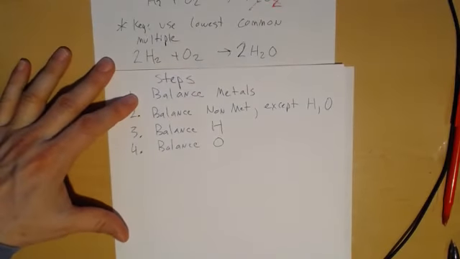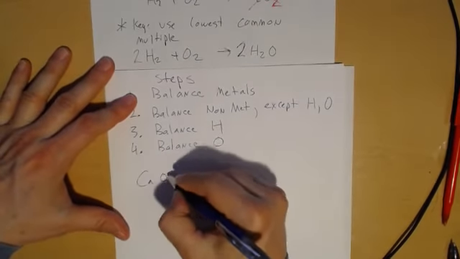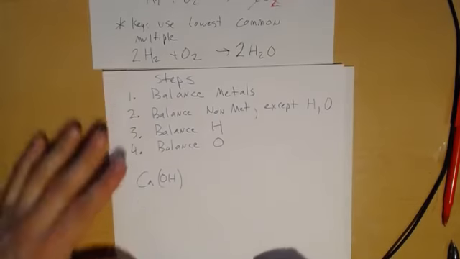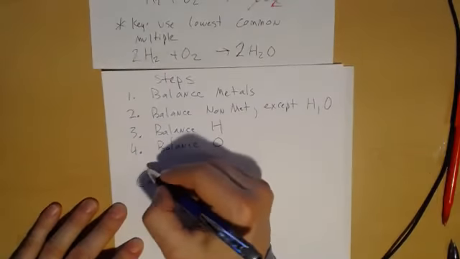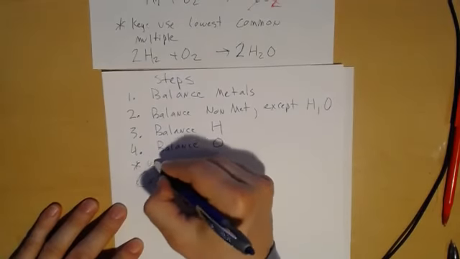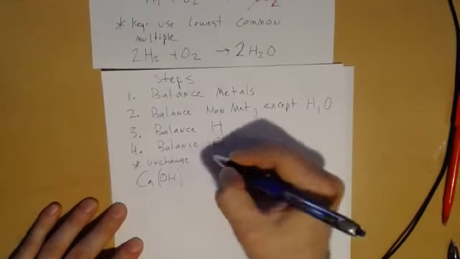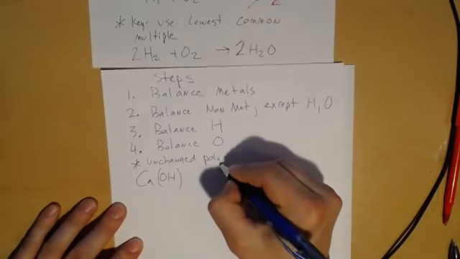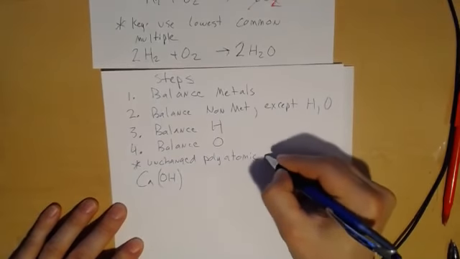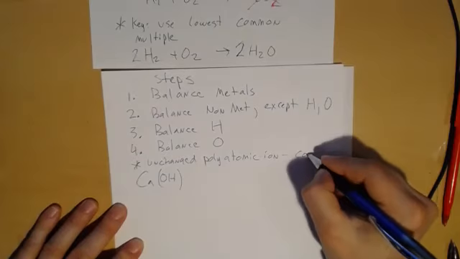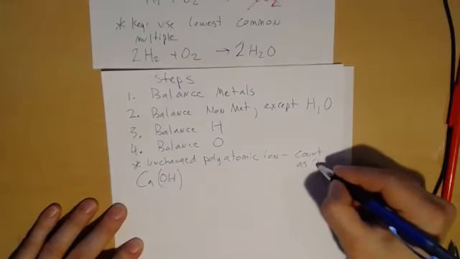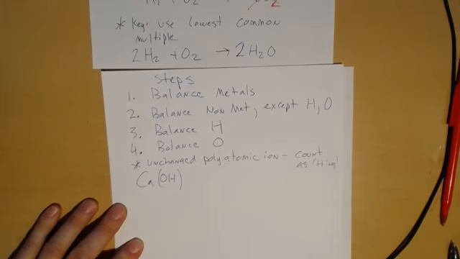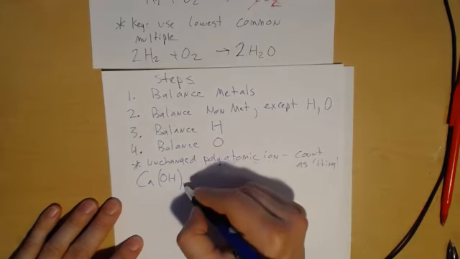Let's do some others. We'll do a couple. How about calcium hydroxide? Oh, and let me add another idea: if there is an unchanged polyatomic ion, you can count that as a thing. I'll just call it a thing. Or pretend like it's an atom, if you will. All right. So this one's not going to be that case.